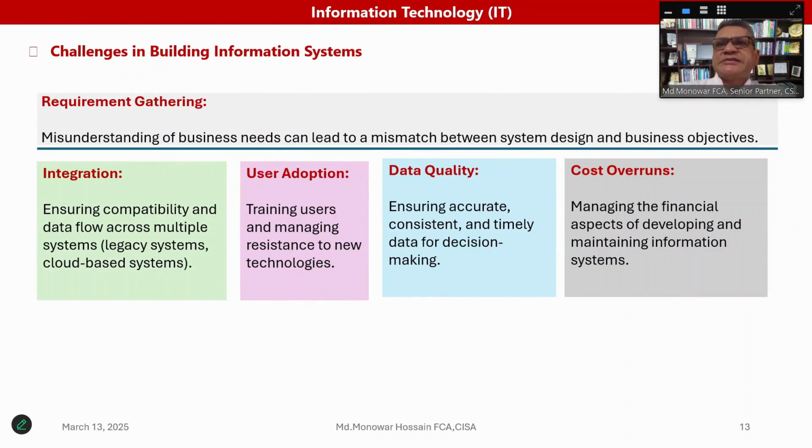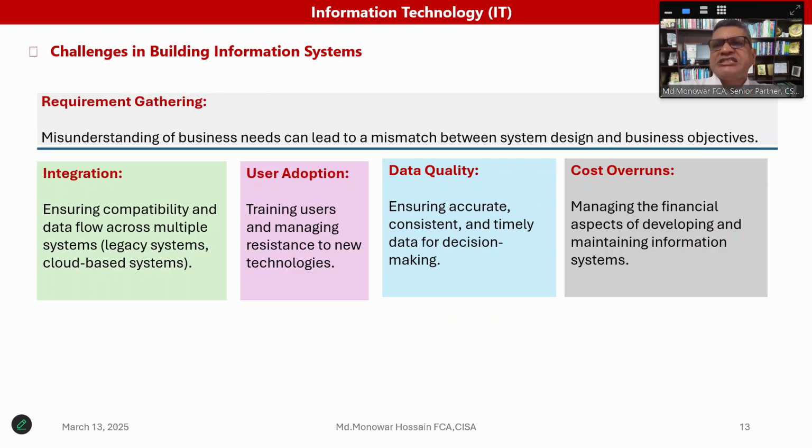So if we want to build that information system, what would be the challenges? The first challenge is requirement gathering. What we need, we have to identify, and it is very challenging. If our requirement is not complete, then our whole system will not work properly. Misunderstanding of business needs can lead to a mismatch between system design and business objectives, because based on our requirement, the system designer designs the system and the system developer develops the system through coding. So if our requirement is not fulfilled or not clear, then the system designer cannot design properly.